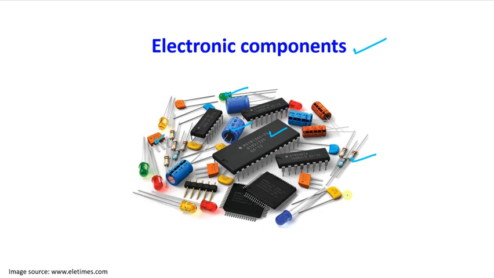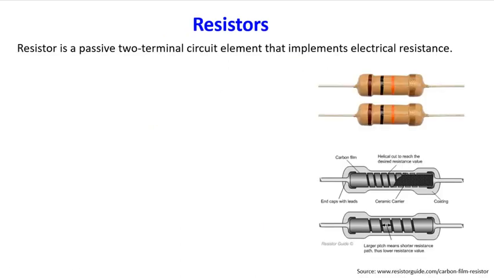So let us start with the first component, which is the resistor. Okay, let us start our discussion with resistors. So what is a resistor? A resistor is a passive two-terminal circuit element that implements electrical resistance. So a resistor is a passive component. What do you mean by passive component?